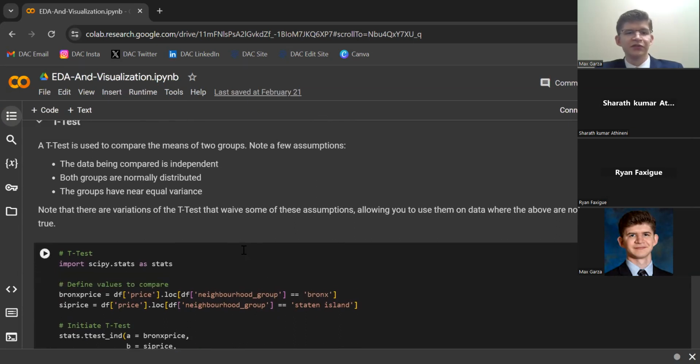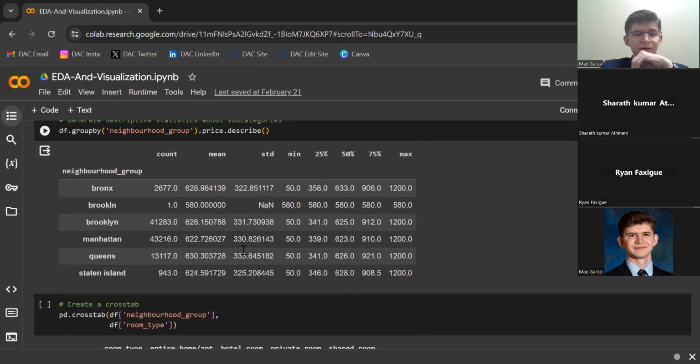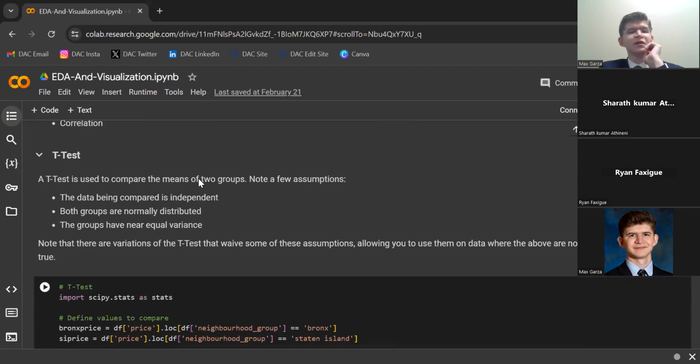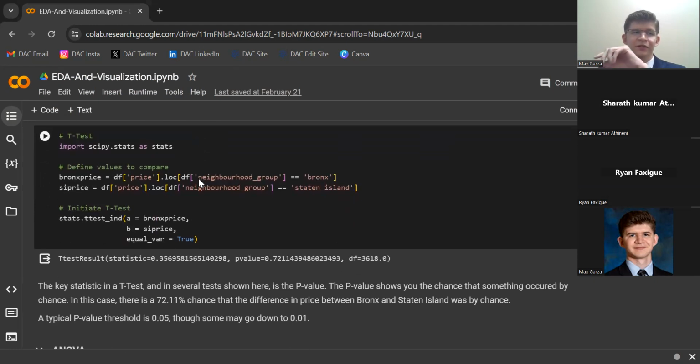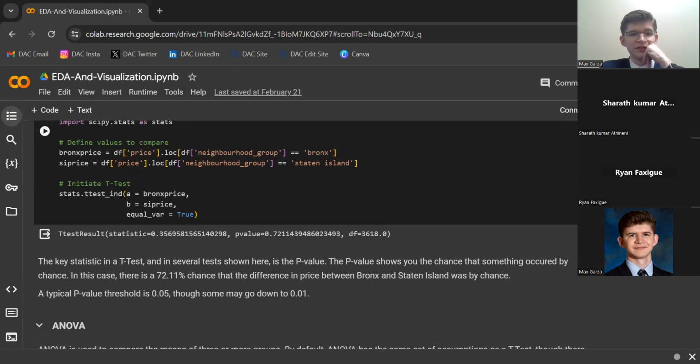So here, a t-test is basically used to compare the means of two groups and see if the difference between those means is significant. So let's say we go back up here and we see that the mean price in the Bronx is about 629, whereas the mean price in Brooklyn is about 626. So we're trying to find out if that difference is actually significant. Basically, how the t-test works is it'll compare those two data sets and those means and see the percent chance that the difference happened by pure coincidence. So here, basically, I'm filtering down to the neighborhood groups and down to Staten Island and then I'm initiating the t-test itself.